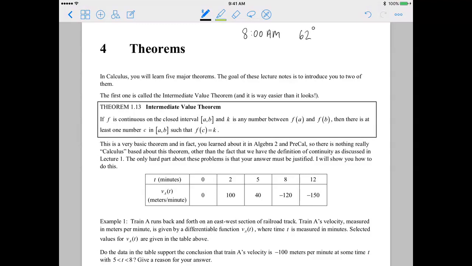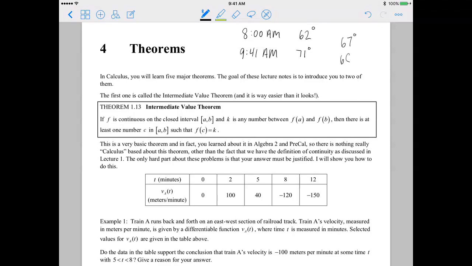Let's say that currently, right now it's 9:41 a.m. according to my iPad there. Let's say that at 9:41 a.m. the temperature had increased up to 71 degrees. What the intermediate value theorem is saying is that at some point in between 8 o'clock when you woke up and 9:41, which is the time right now, it had to have been 67 degrees at some point.